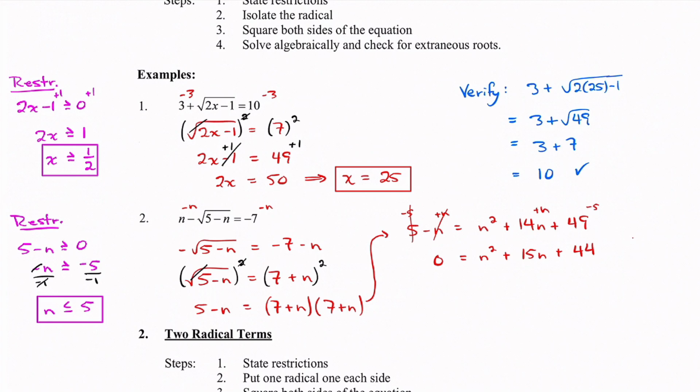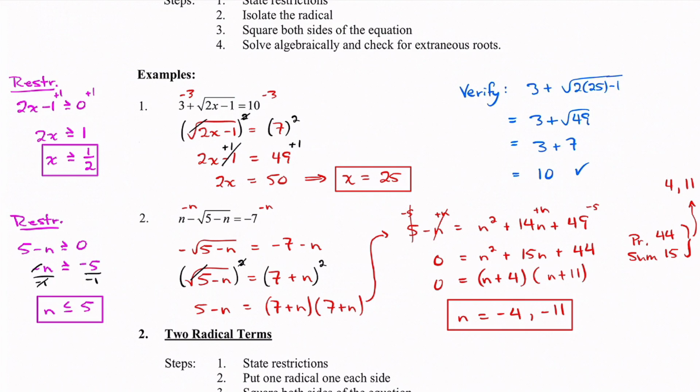And then with this, what we want to do is our product and our sum. We want to factor that. So the product is 44 and the sum is 15, and we want to find two numbers that multiply to 44 and sum up to 15, and those two numbers are 4 and 11. So we're going to get n plus 4 in brackets times n plus 11, and then you'll take each of those, set them equal to 0 and solve those. So you're going to get n equals negative 4 and negative 11.